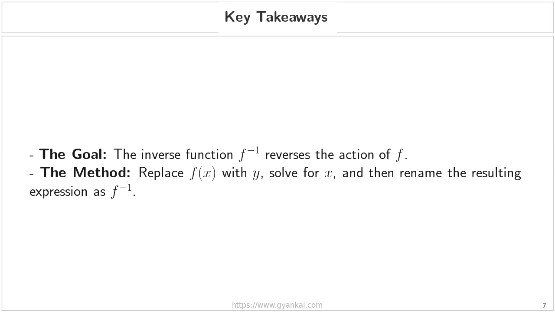Next, let's summarize the method we used in our previous examples. To find the inverse, you simply replace the function notation f of x with the variable y, solve the resulting equation to isolate x, and then rename that final expression as f inverse.